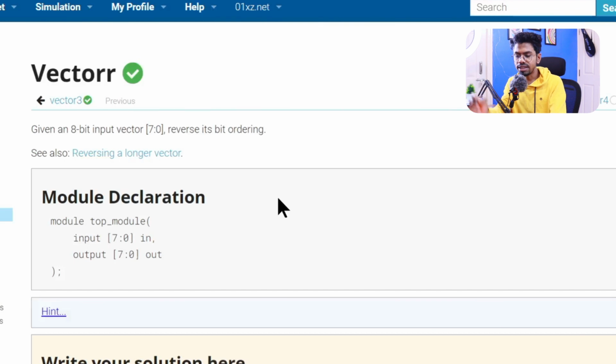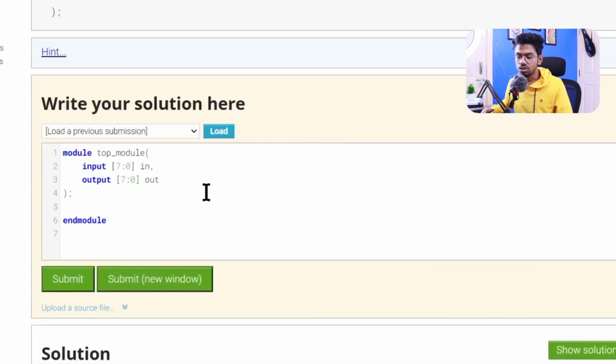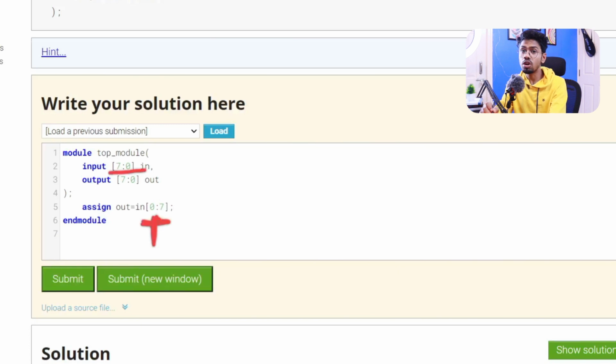So the next problem, they are saying, given an 8-bit input, you need to reverse the bit order. I hope we have done a similar problem a few days ago, so we can do it quickly, and I could skip it also, but here I have one concept to help you out. Here I can directly write like this: assign out equal to the reversal of in. Most of you might be thinking, let's do one thing, write it in reverse form, like 0 and then colon 7. But this is not allowed in Verilog.